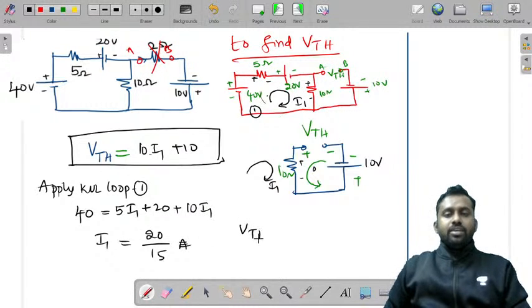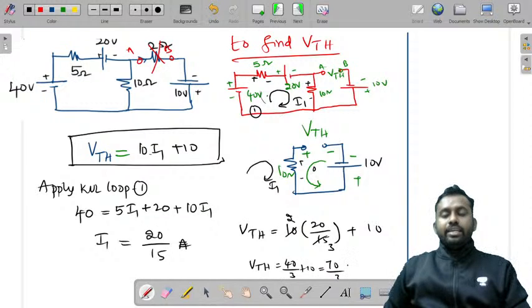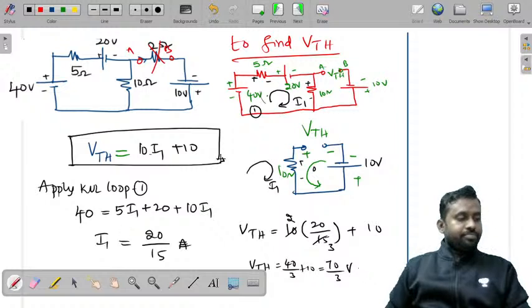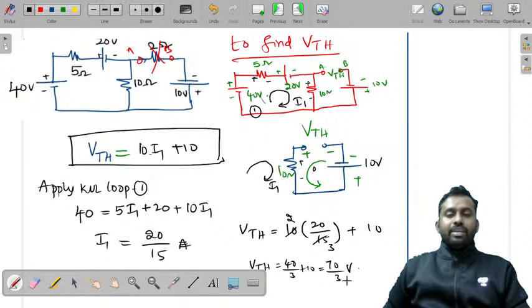So what is VTH? You can simply find VTH is equal to 10 into I1, that is 10 into 20 by 15, plus 10. So you can take this as 2 5s are 5 3s are, so 40 by 3. VTH is equal to 40 by 3 plus 10, that is 70 by 3 volts. So this is the value of VTH, right? You can also simplify, but you can just leave it here also. So 70 by 3 is the VTH value from this.